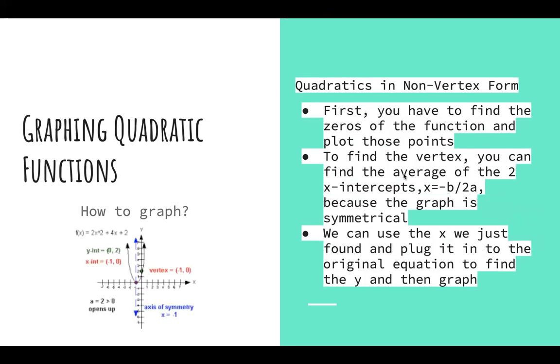All right, quadratics in non-vertex form. First, you have to find the zeros of the function and plot those points. To find the vertex, you can find the average of the two x-intercepts, or you can use x equals negative b over 2a because the graph is symmetrical. We can use the x we just found and plug it into the original equation to find the y and then graph that point.